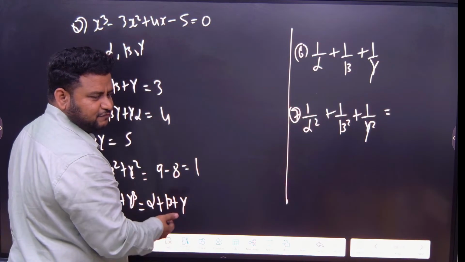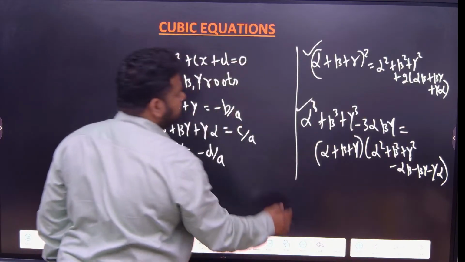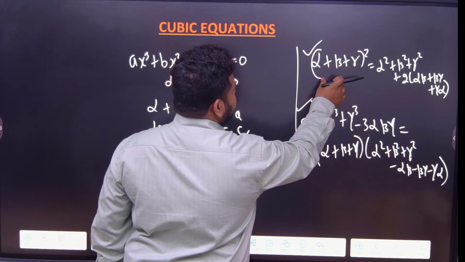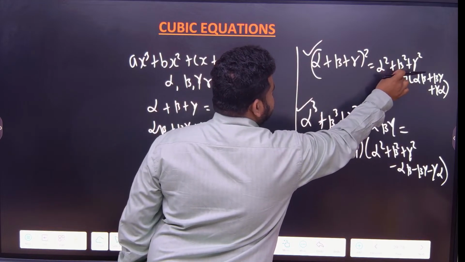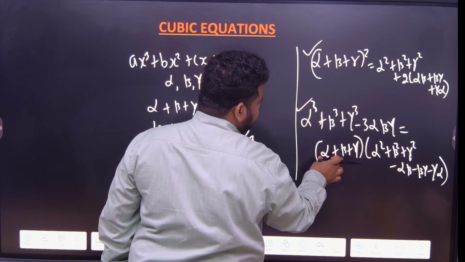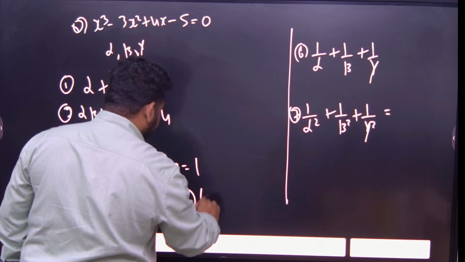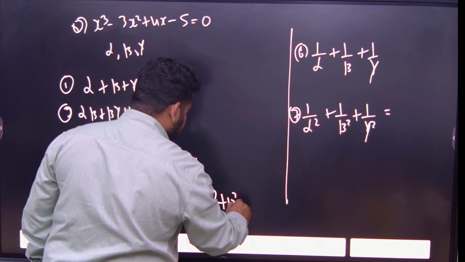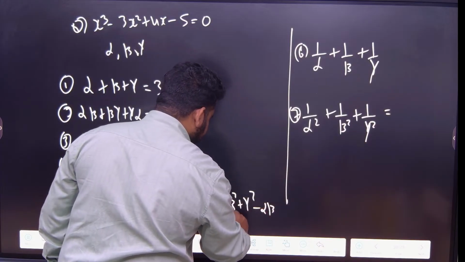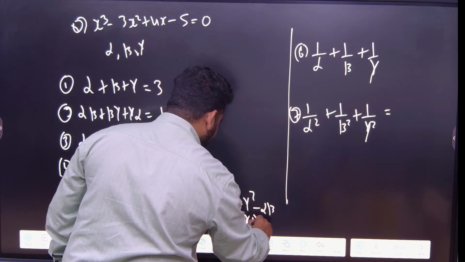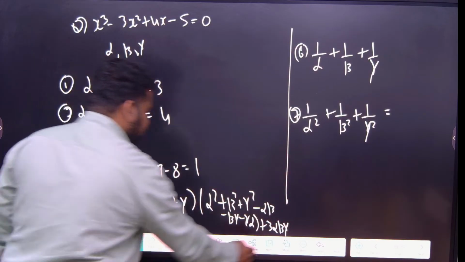Tell me the formula correctly. See, what is the formula we wrote? Alpha plus beta plus gamma whole square. Correct? We have to find alpha square, beta square, gamma square. So this will become alpha square plus beta square plus gamma square into alpha square plus beta square plus gamma square minus alpha beta minus beta gamma minus gamma alpha plus 3 alpha beta gamma. Correct? Now just substitute the values here.